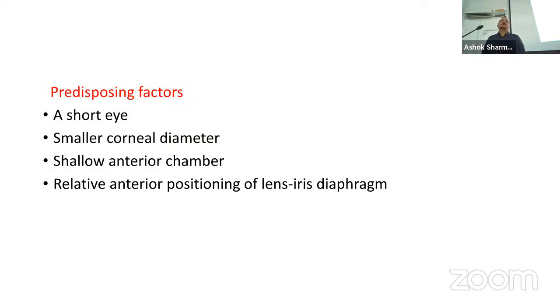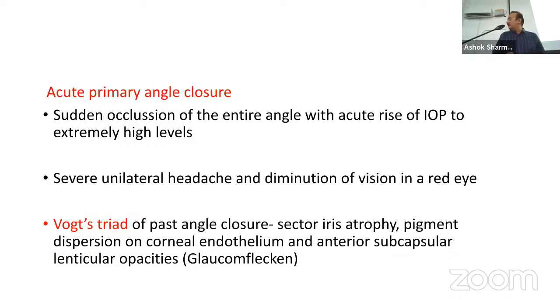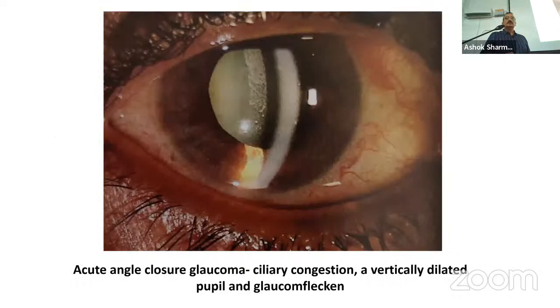So what are predisposing factors? You see a person who is high hypermetrope, you can have this thing. Smaller cornea, microcornea, because of small cornea or hypermetropia or small axial length, he can have shallow anterior chamber, or the iris lens diaphragm is placed relatively anteriorly, right? Angle closure glaucoma, I'm not going to go into details. I have to show you a surgery also. There may be subacute or with repeated attacks. There is acute primary angle closure.